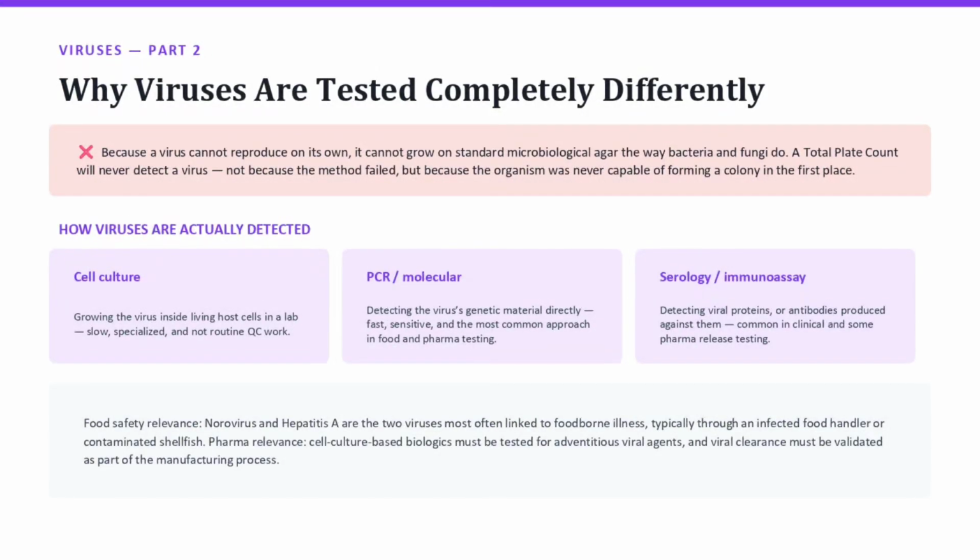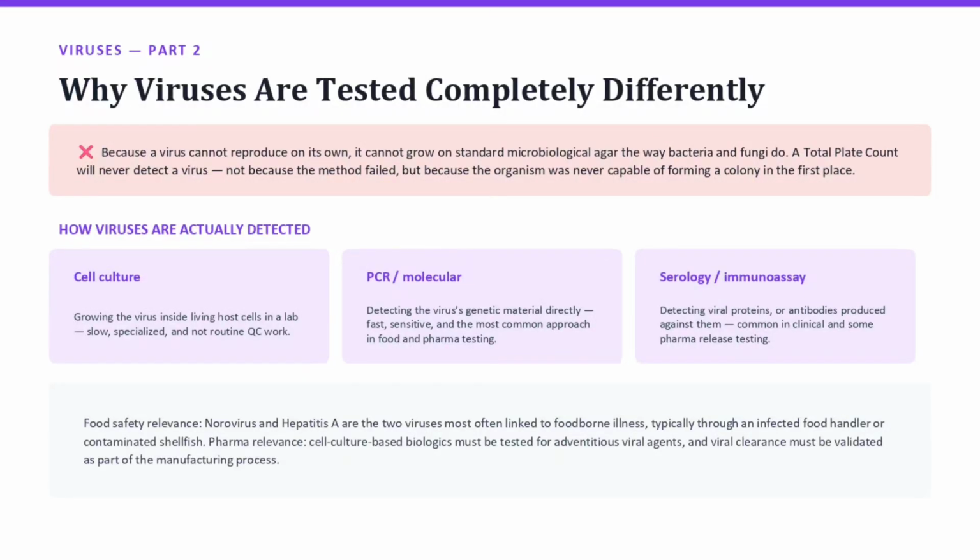So how are viruses actually detected? 3 main approaches. Cell culture, which means growing the virus inside living host cells in a lab. It is slow and specialized, and it is not routine QC work. PCR, or molecular testing, which detects the virus's genetic material directly. This is fast, sensitive, and it is the most common approach you will encounter in food and pharma testing.